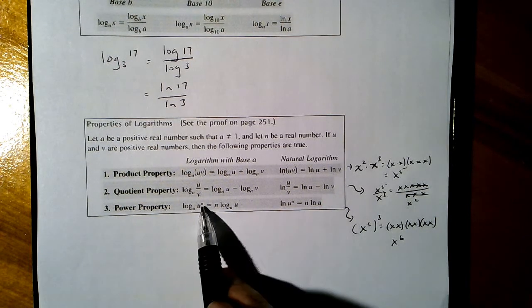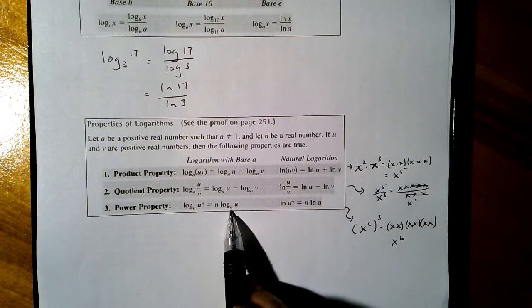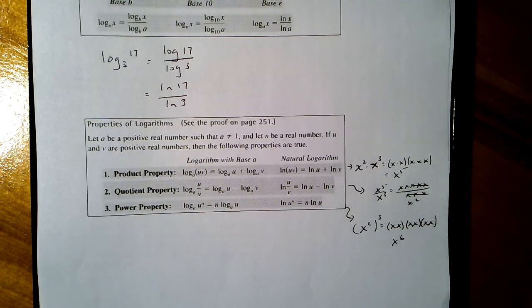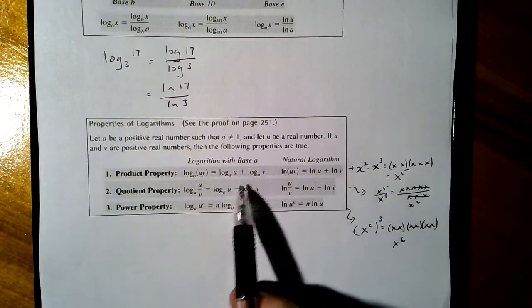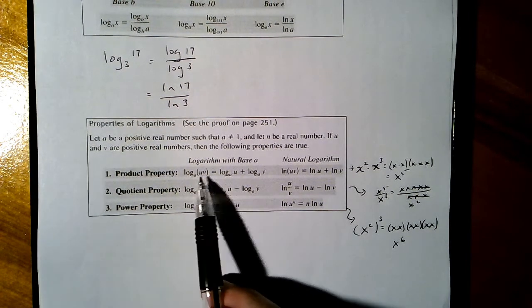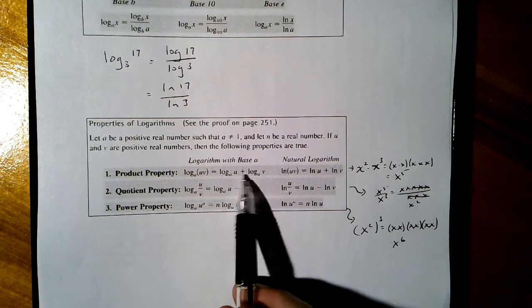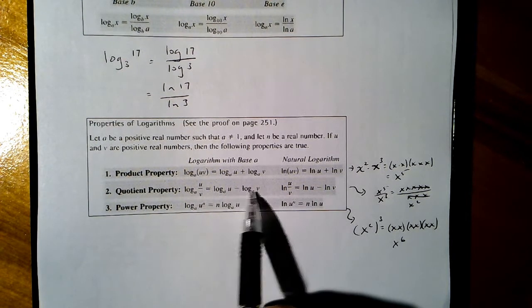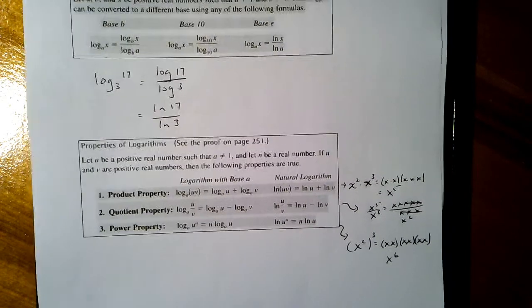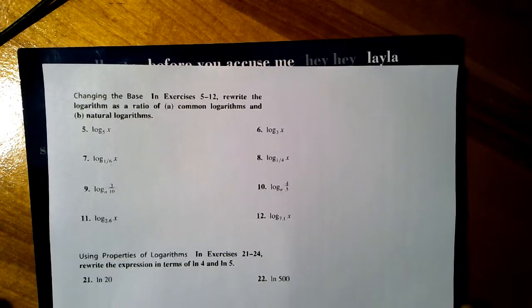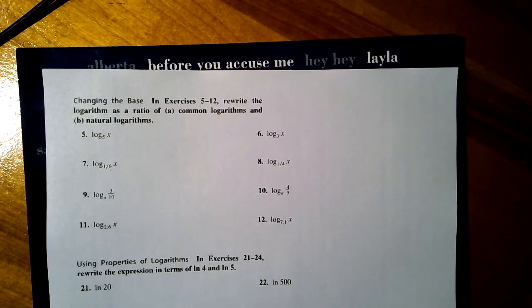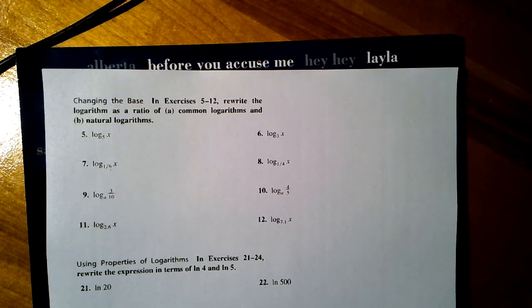So when we have an exponent with an exponent, what do we do? We multiply the exponents. N is an exponent, and log base a of u is an exponent. Okay, so those are our 3 rules that allow us to either smash together logarithms, or separate logarithms into more simple arguments. And that's what this section is about. So let's go ahead and get started. This starts out with, we're supposed to rewrite a logarithm as a ratio of common logarithms and natural logarithms.